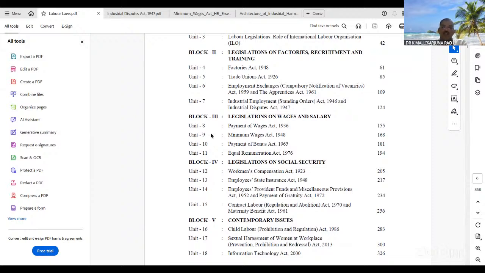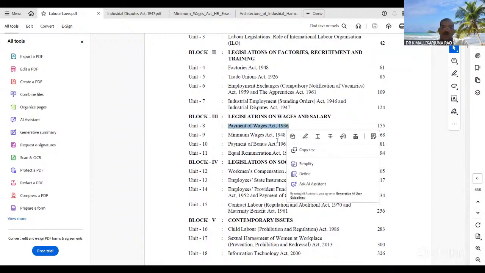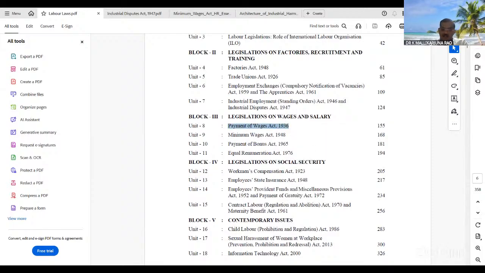First, we'll move to legislations on wage and salary. First, we'll go for the Payment of Wages Act 1936. Payment of Wages Act 1936, we'll go to the Payment of Wages Act.